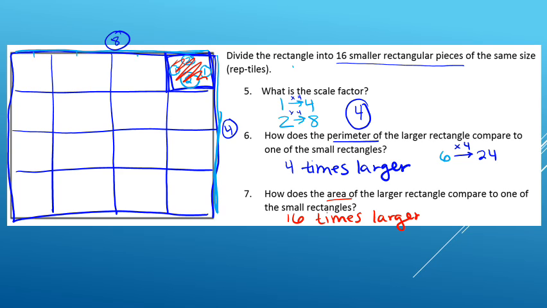Another way to prove this would be to find the areas. For example, I said this small rectangle was 1 by 2, so that is an area of 1 times 2, or 2. And now the area of the larger shape would be 4 times 8, which is 32. And you're going to notice 2 times 16 would make 32. So this area is 16 times larger. So rep-tiles really help us to see how many copies of a smaller similar shape can fit inside, and help us clearly see the relationship between area and scale factor.